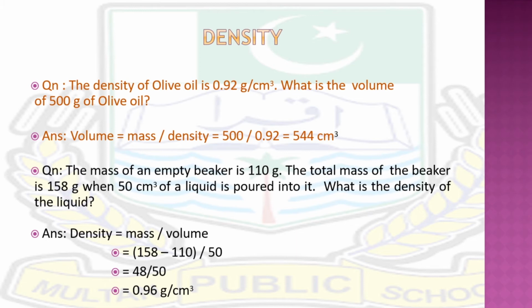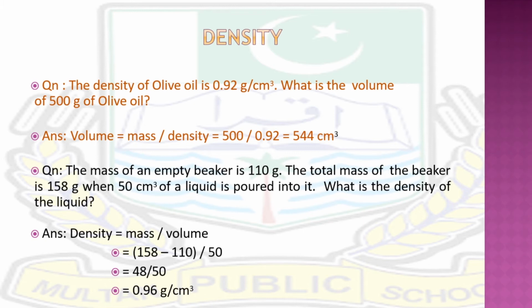Now there is another question: the density of olive oil is 0.92 gram per cubic centimeter. What is the volume of 500 grams of olive oil? Here the volume is equal to mass over density. We know the value of mass, we know the value of density, so we can calculate the third and missing parameter, that is volume. So 500 divided by 0.92 is equal to 544 cubic centimeter, which is the correct answer.